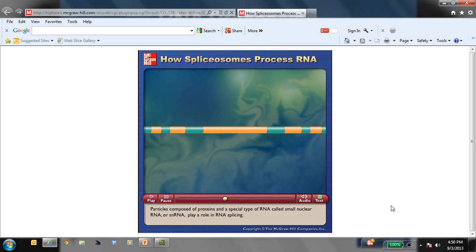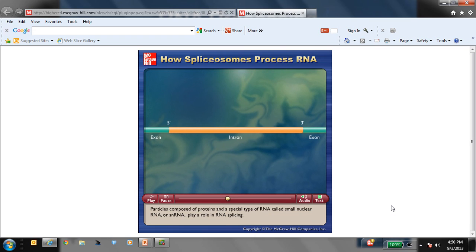Particles composed of proteins and a special type of RNA called small nuclear RNA, or snRNA, play a role in RNA splicing. One kind of small nuclear ribonucleoprotein, snRNP, contains snRNA that can bind to the 5' end of an intron by forming base pairs with complementary sequences on the intron. A different snRNP binds to the 3' end of the intron.